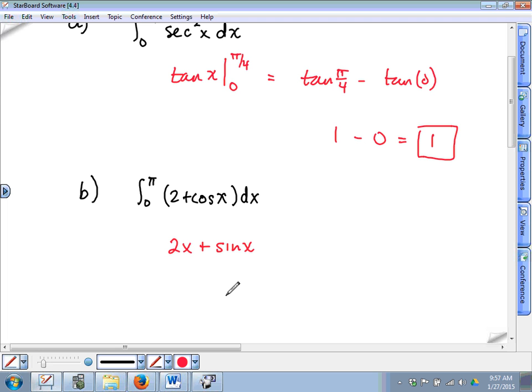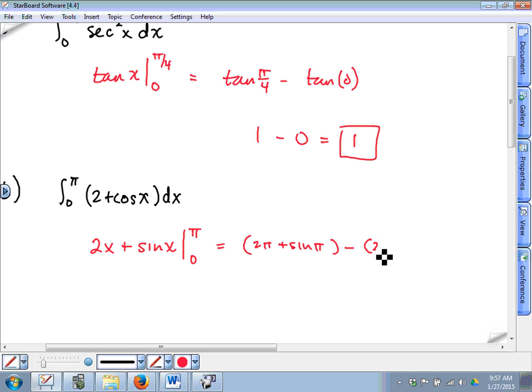Now you guys, that plus c only occurs if we're doing an indefinite integral with no upper and lower bounds. We have an upper and lower bound, so we don't need the plus c. We just need to evaluate this between 0 and pi. So the antiderivative at pi is 2 pi plus sine pi. And then we subtract the antiderivative at the lower bound: 2 times 0 plus sine of 0. See if you guys can finish that one.